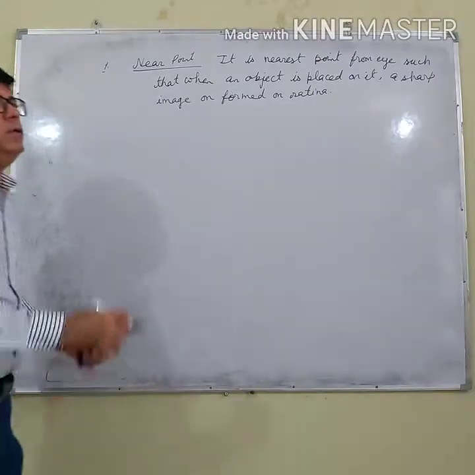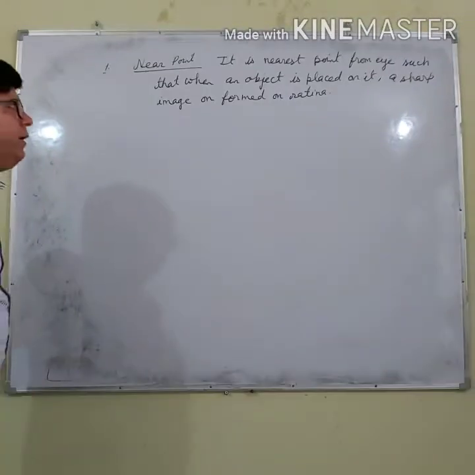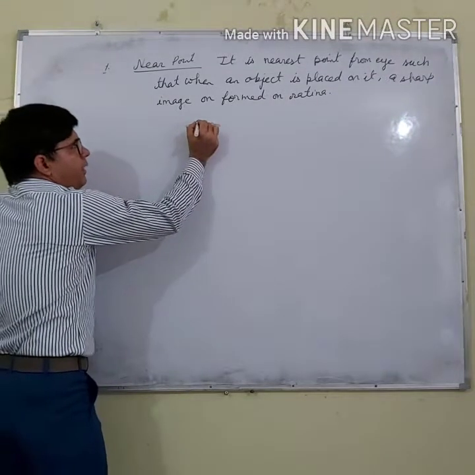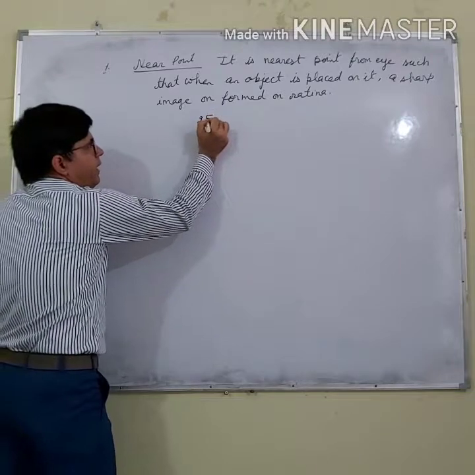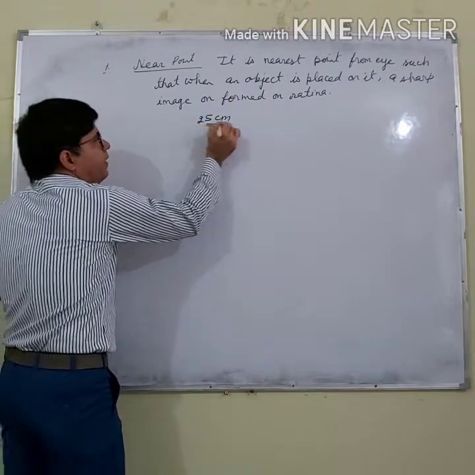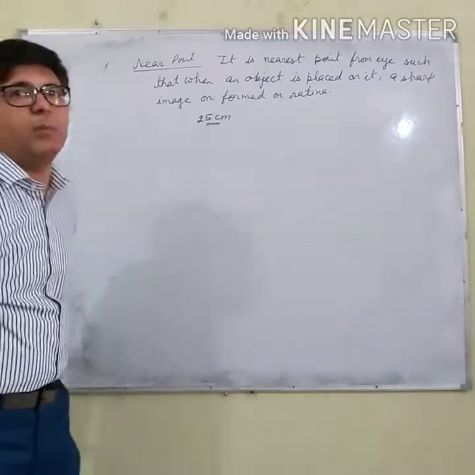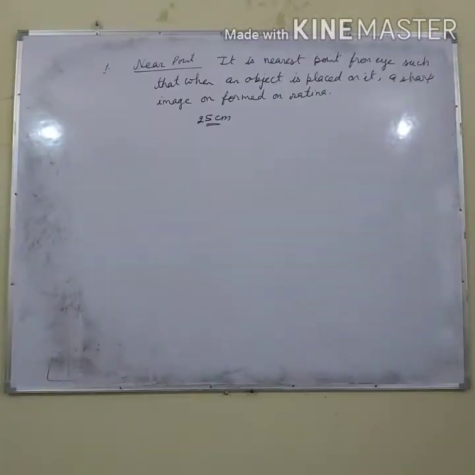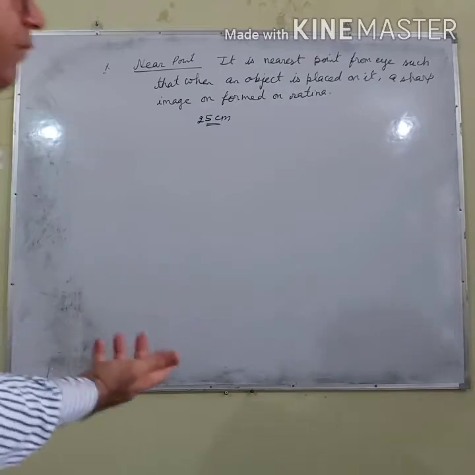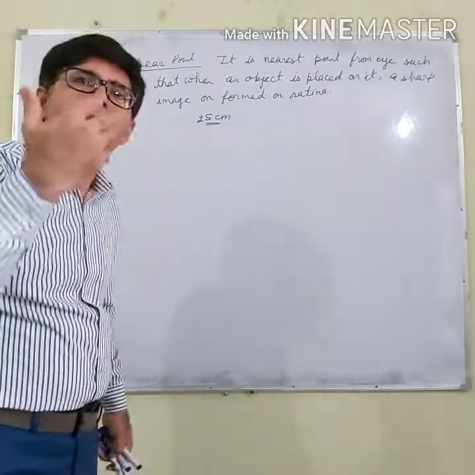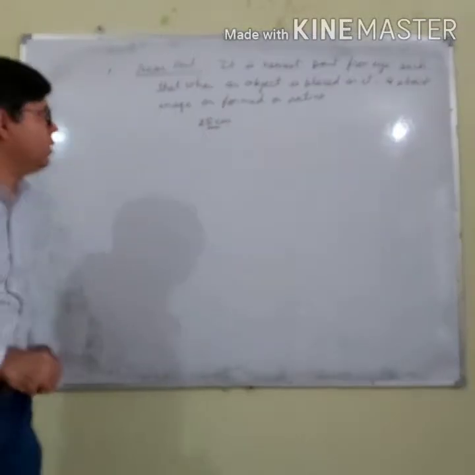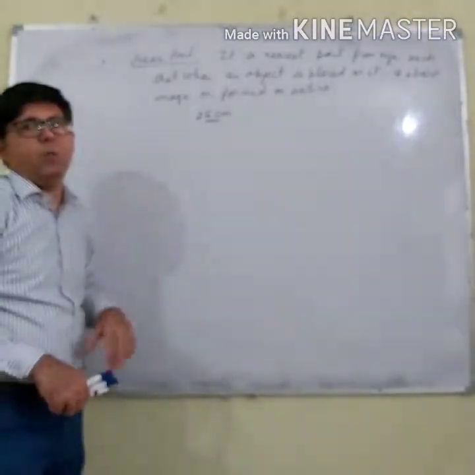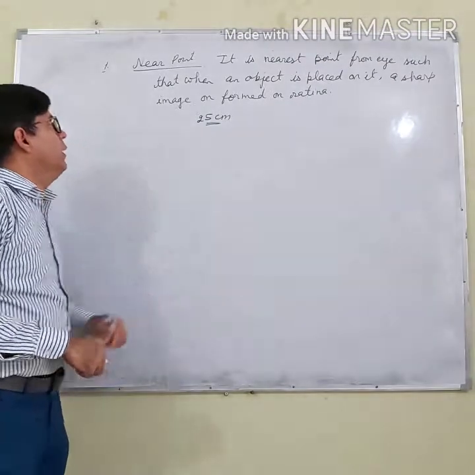Right? So that point is the near point. For our human eyes, the normal eye, this near point is 25 centimeter. If you place an object at a distance of less than 25 centimeter, a normal human eye cannot see that object clearly.